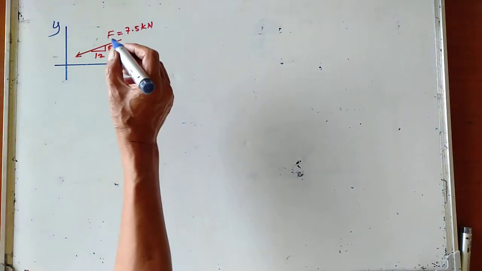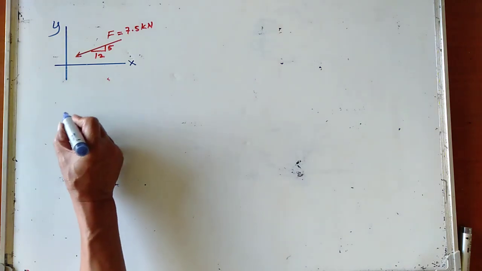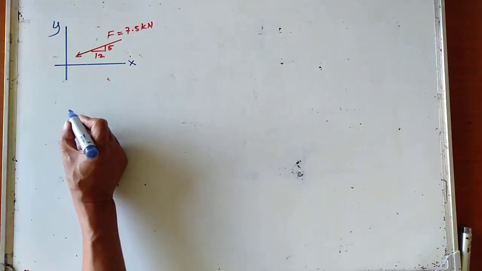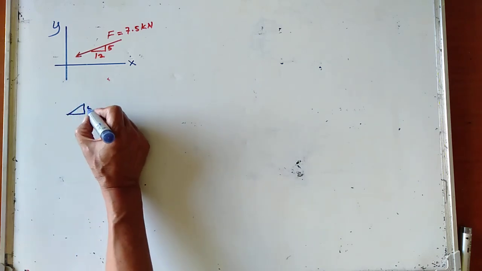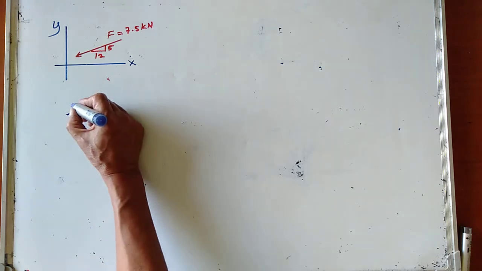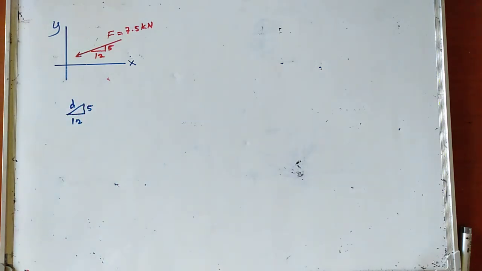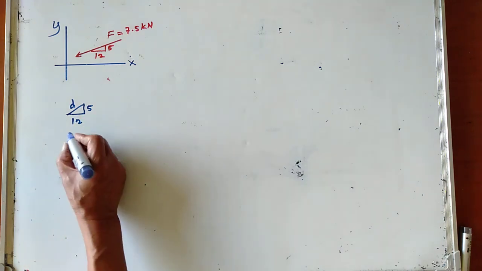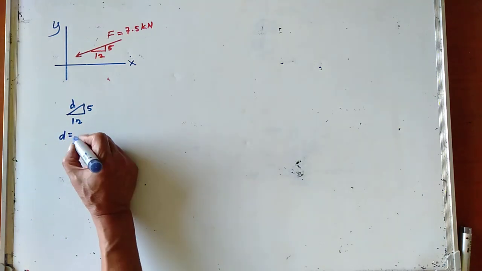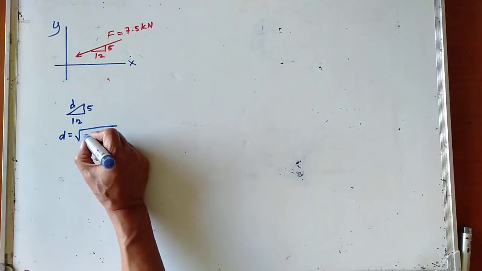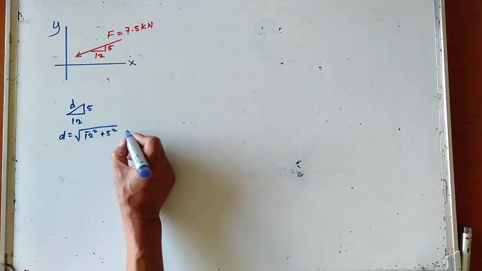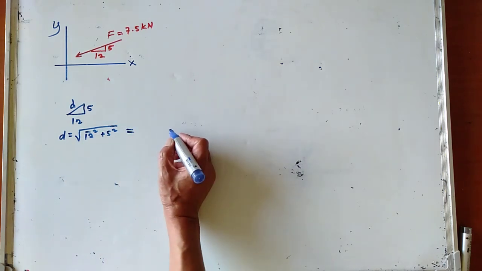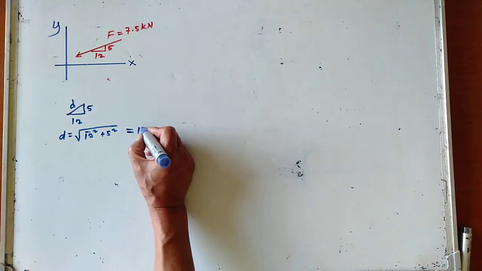Okay, so first, let us try to determine the distance D, or the hypotenuse of the slope triangle. So that is your 5, and this one is now your 12. So that is the hypotenuse of the slope triangle. So your D in here is now equal to the square root of 12 squared plus 5 squared, or this is equal to 13.